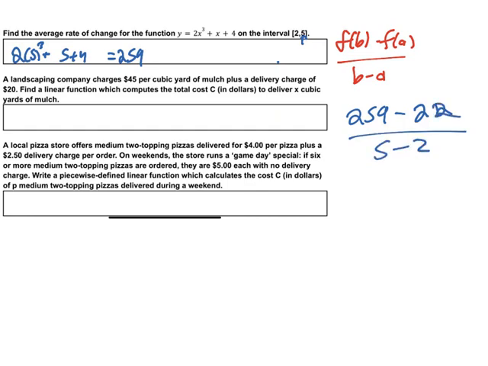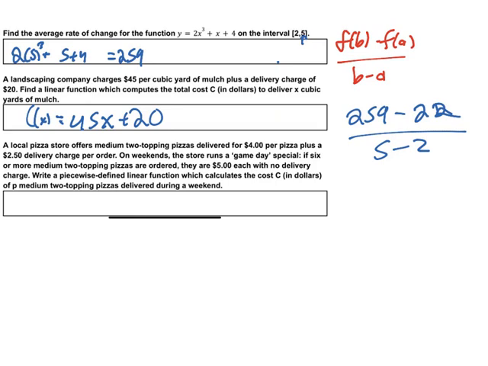Landscaping company charges $45 per cubic meter plus a delivery charge of $20. There we go. Every cubic yard is $45, and this is going to be cost, so you can put C of x if you want to. $45 per square foot plus an additional $20 delivery fee.